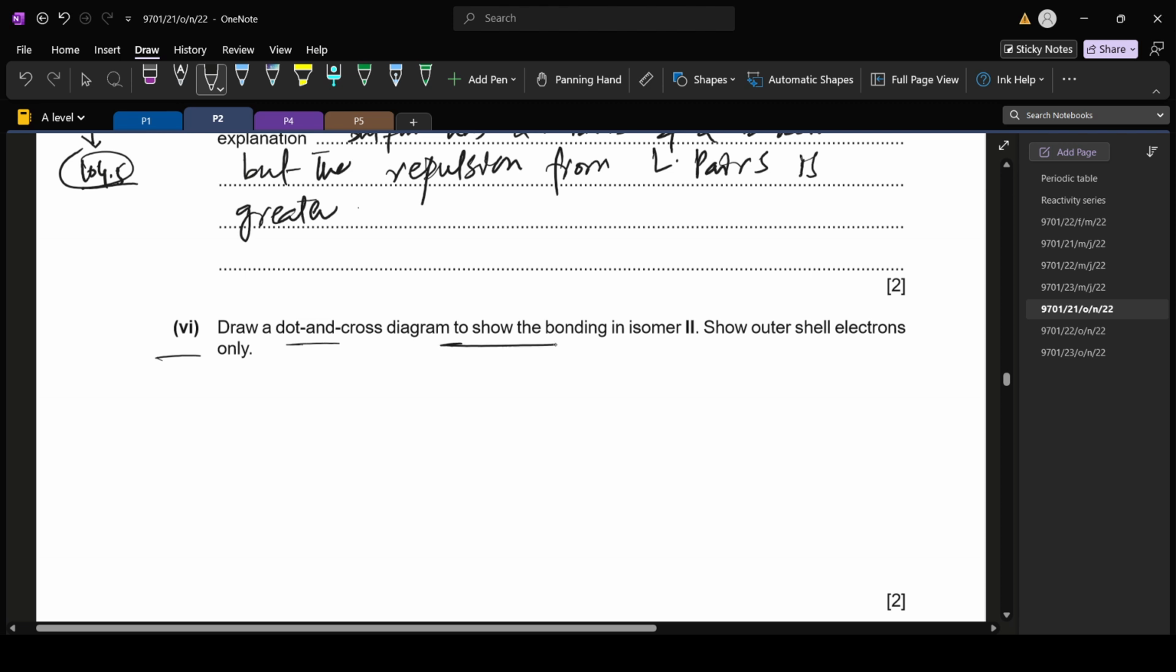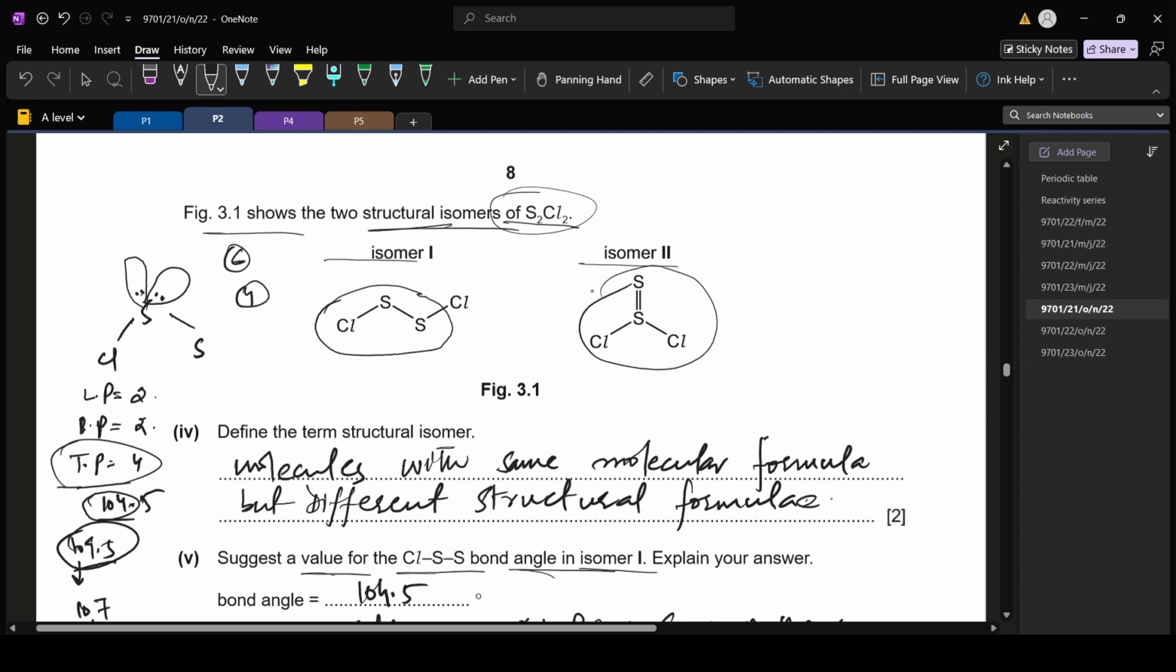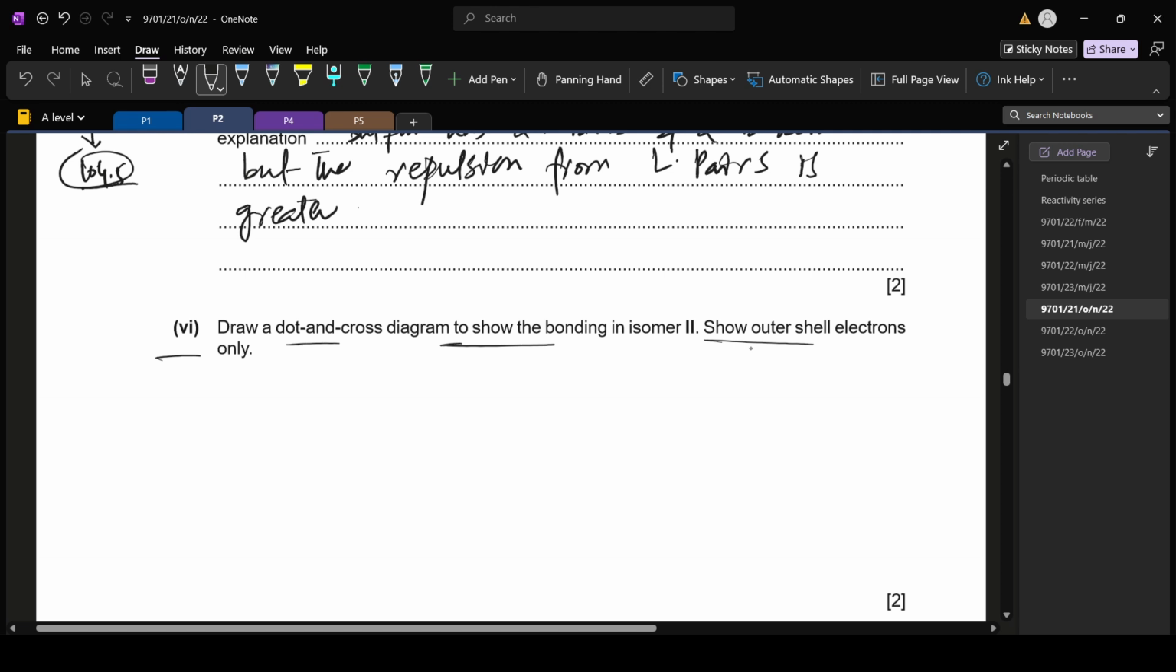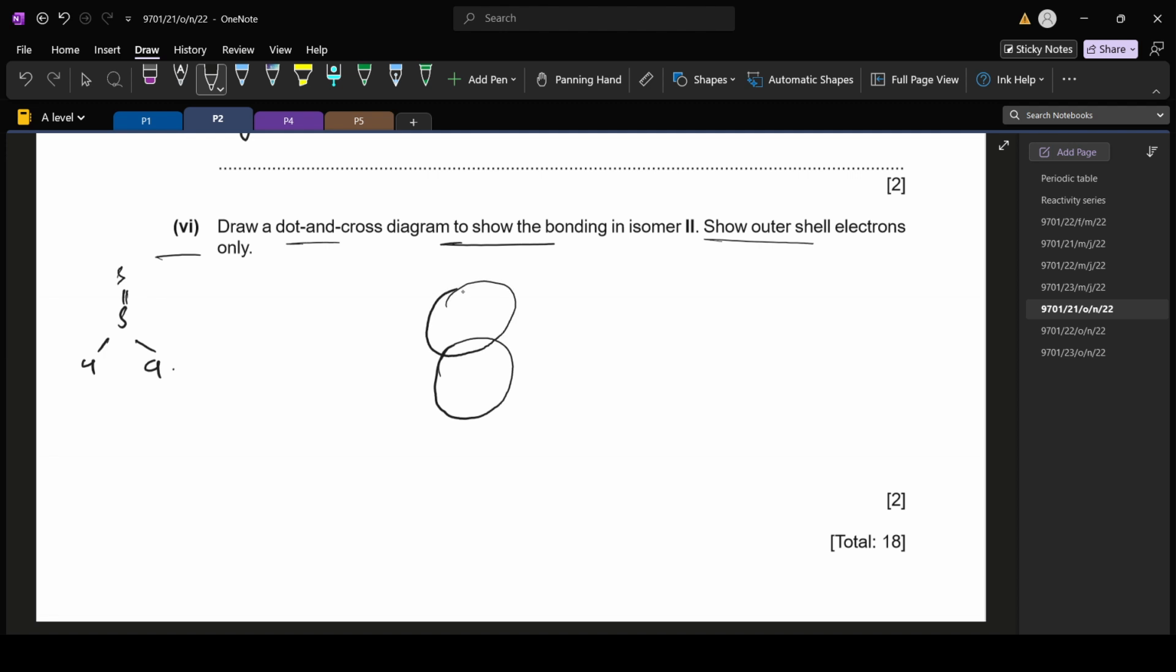Draw a dot and cross diagram to show the bonding in isomer 2. So this is your isomer 2. Show outer shell electrons only. Let's redraw this here. Now you have to draw a dot and cross diagram. So you have sulfur, then another sulfur atom, then you have chlorine and the other chlorine. This is sulfur, Cl.